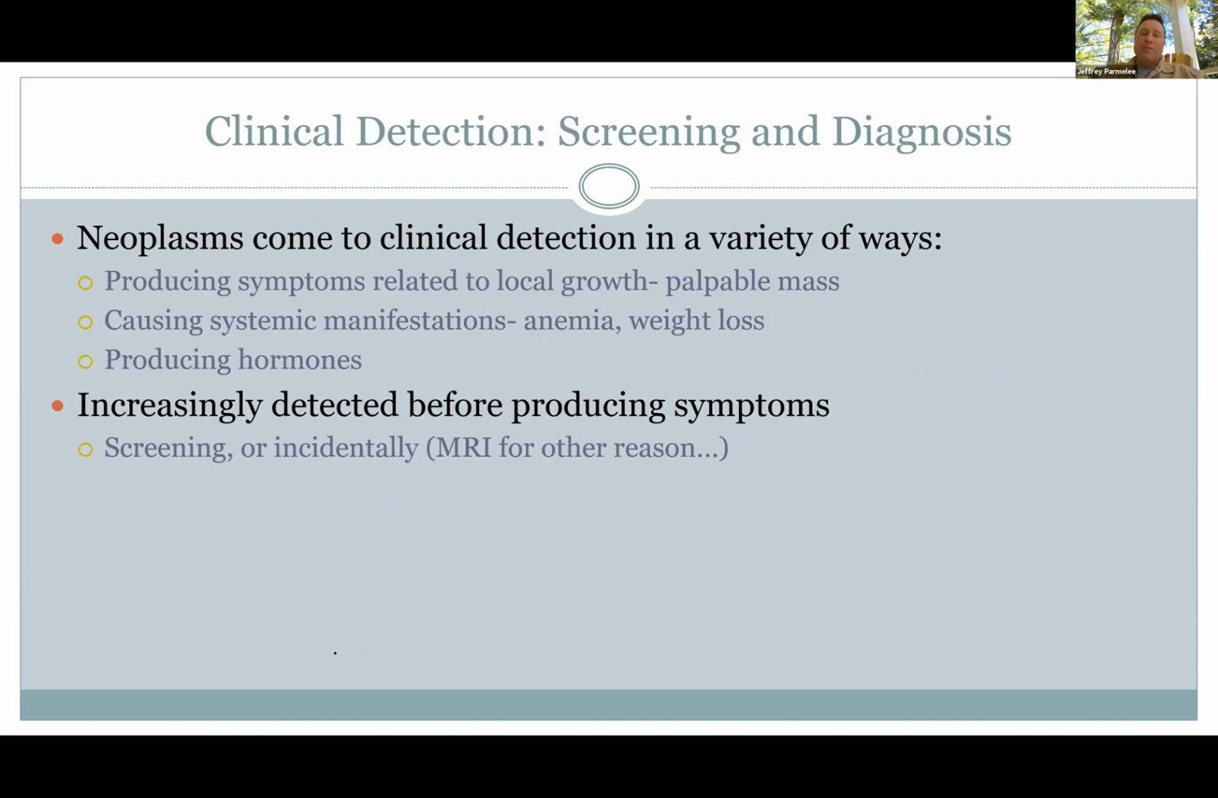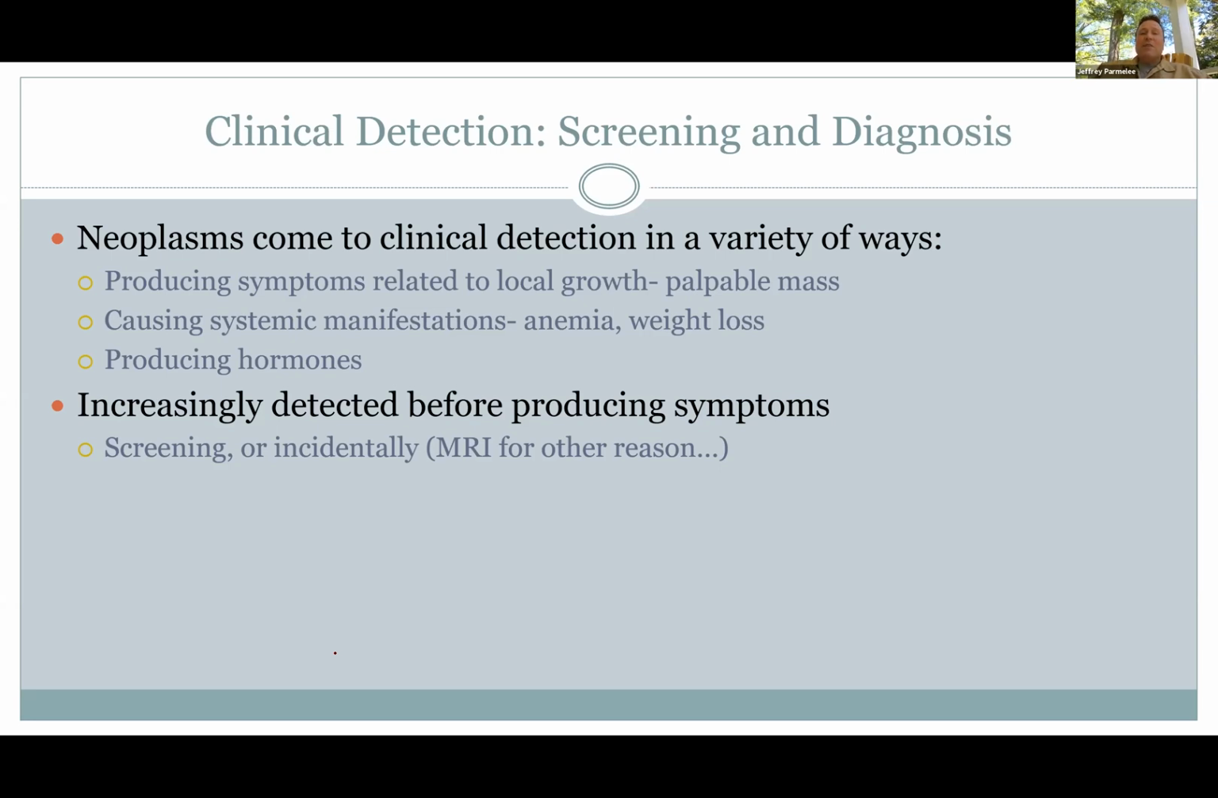So, screening and diagnosis of cancer. Usually, you notice it because of a palpable mass. You're doing a breast exam, or you feel a mass in your muscle or fat or anywhere. It's like, this is weird, right? Or something under your skin. That's usually how it's found.